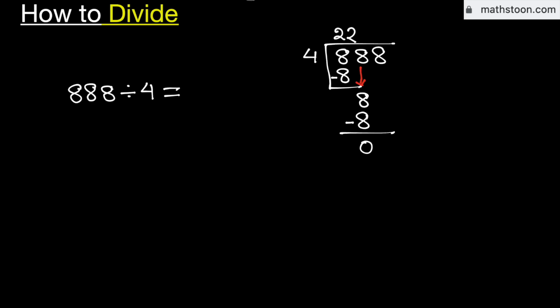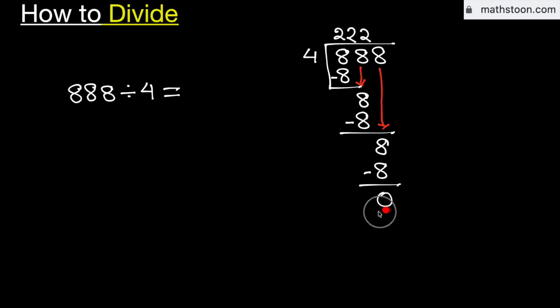That is why we need to bring down this last 8 here. But look that this is the number 8. So we will again remove this 0. And we know that 4 times 2 is equal to 8. Subtract, we get 0.